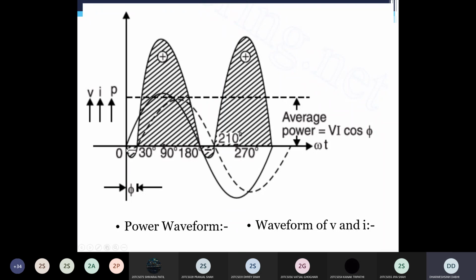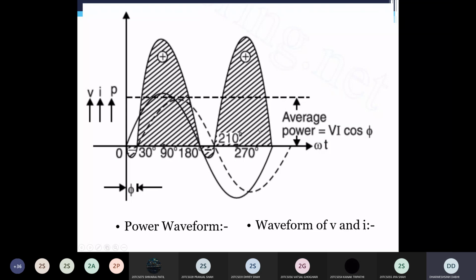So you can see that between 0 and 30, your current is negative. Before it becomes positive, it is negative. So voltage is positive and current is negative, so ultimately the power is negative between 0 and 30. So you get the negative pulse. Then between 30 and 180, you get positive voltage and current, so you get positive power. Clear? Same for the rest of the period.